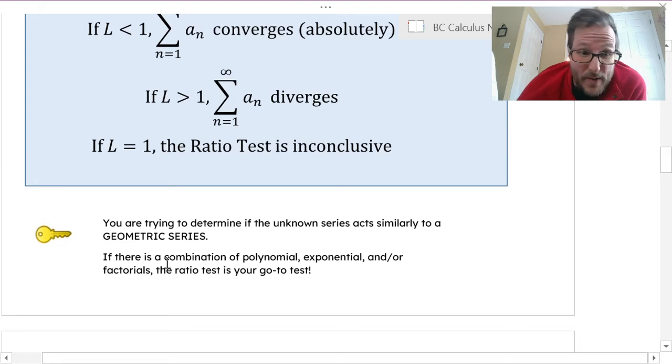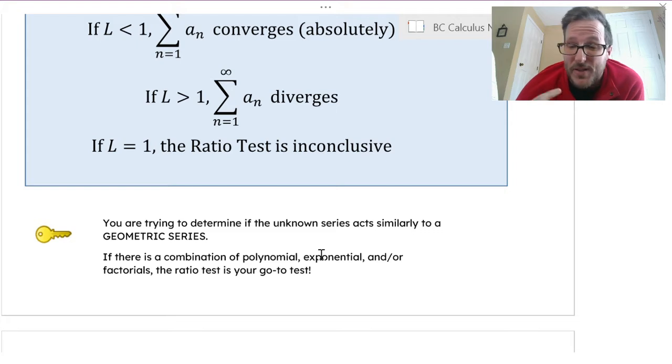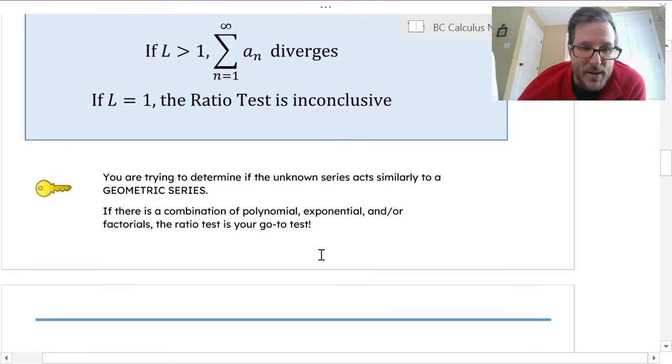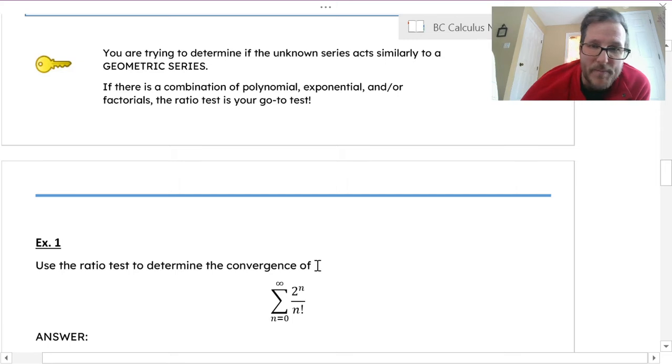This is a great test for things that are a mixture of all the types, like polynomials, exponentials, factorials. You haven't seen factorials a lot so far. So if you see factorials and a combination of these different function types or sequence types, then the ratio test is a great one to use. All right, so here I'm going to do each of the three that I showed you before. So 2 to the n divided by n factorial.